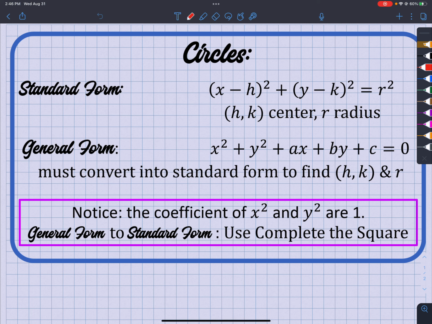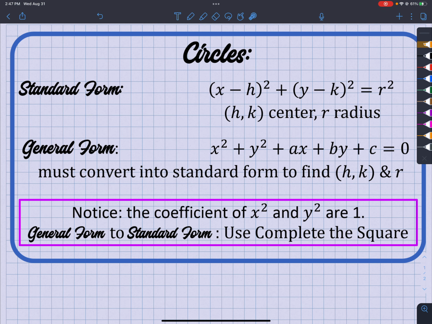Now, a couple of things. If you notice that in front of the x squared, there's a 1. In front of y squared, there's also a 1. So realize that the coefficient of the x squared and the y squared are both 1. And in the general form, if we wanted to know what the center is and what the radius is, we would need to get this into standard form. In order to do that, you have to use completing the square.